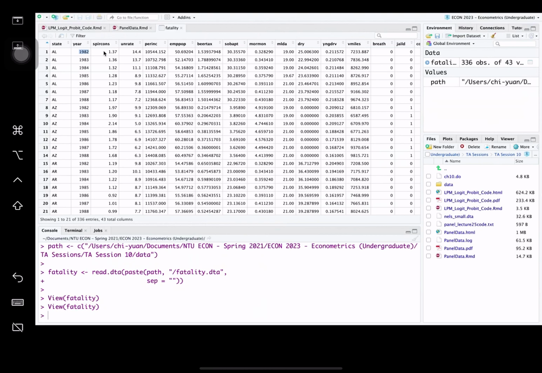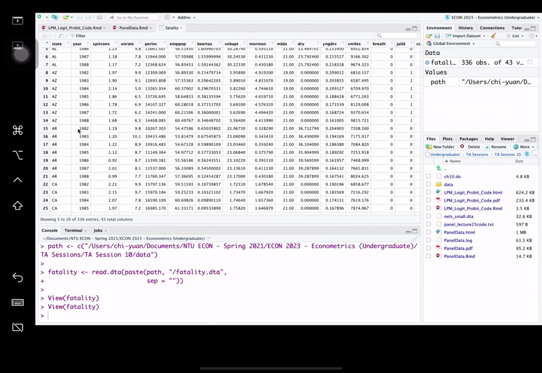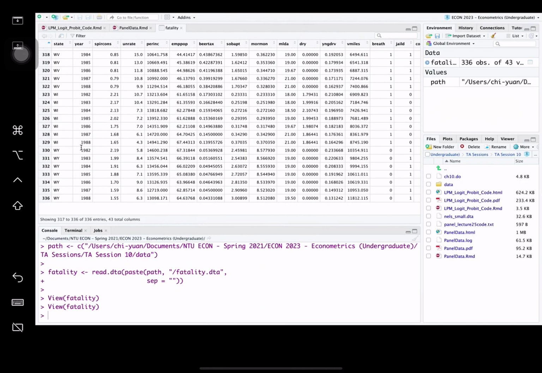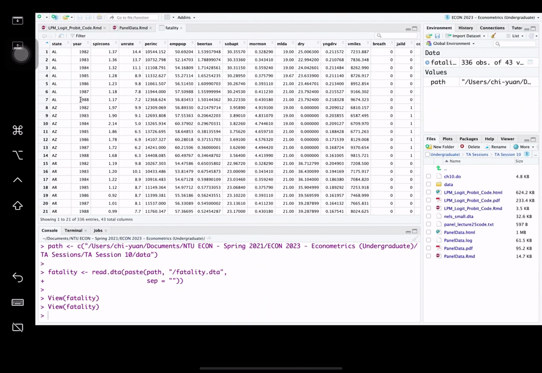And for the AL state, you can see this observation from 1982 to 1988. So they have 7 years data for each state. And for the AZ state, you can see from 1982 to 1987, in 1988. And AR is the same. Okay, so you can see all the data. Each state, they have about 7 years data.